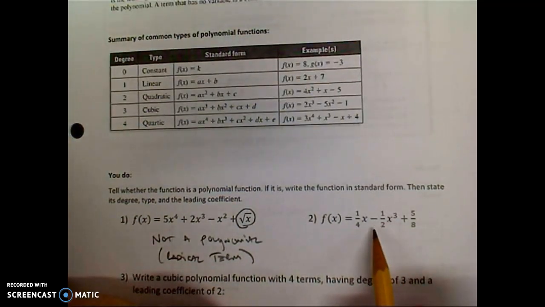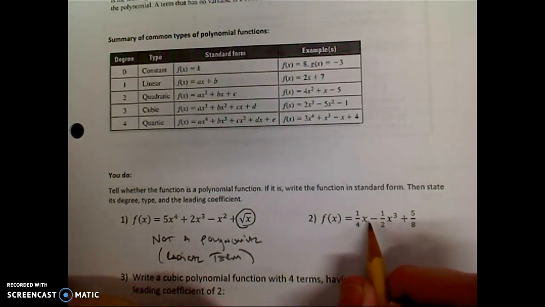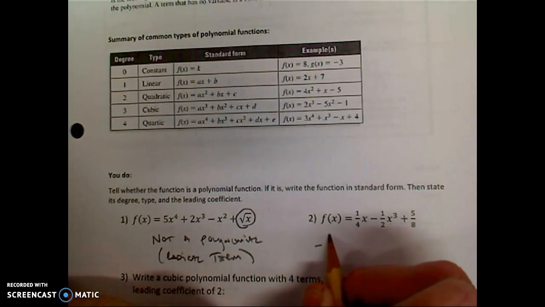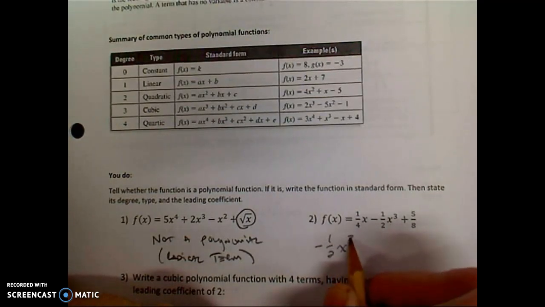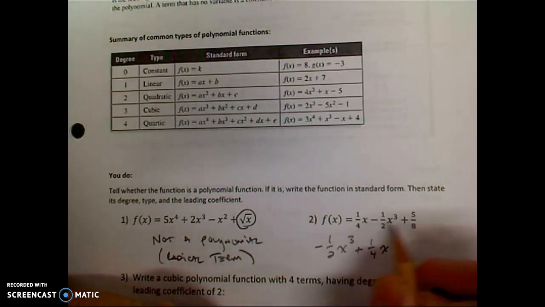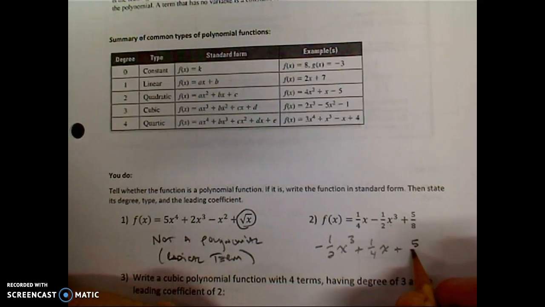So to write it in standard form, our highest degree first, it keeps its negative sign. So -1/2 x to the third. And the next highest degree is 1/4. That's positive. So plus 1/4 x, and then plus 5/8.